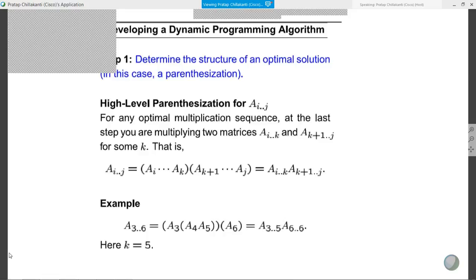He broke it, the A3 to 6, he parenthesized. So A3 to 6 means on the left you have A3, A4, A5, A6, and they're showing pictorially that A3 to A5, you can read the parenthesis there, and A6 is by itself.